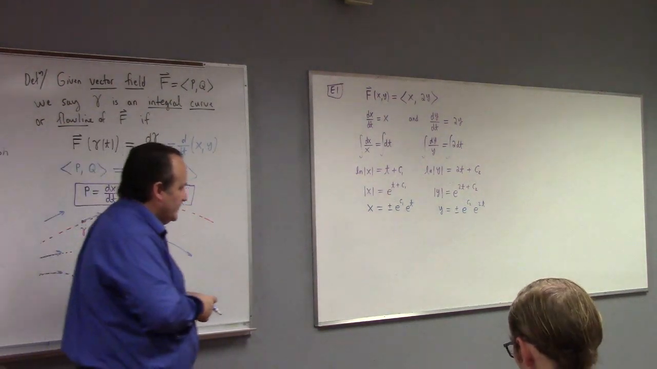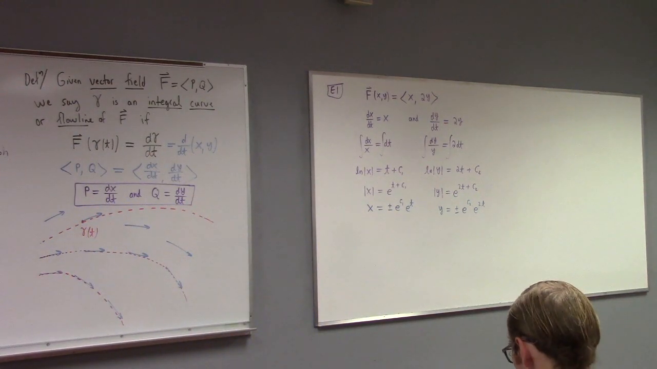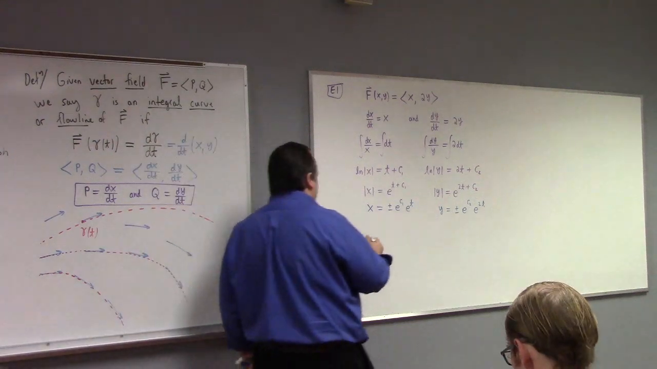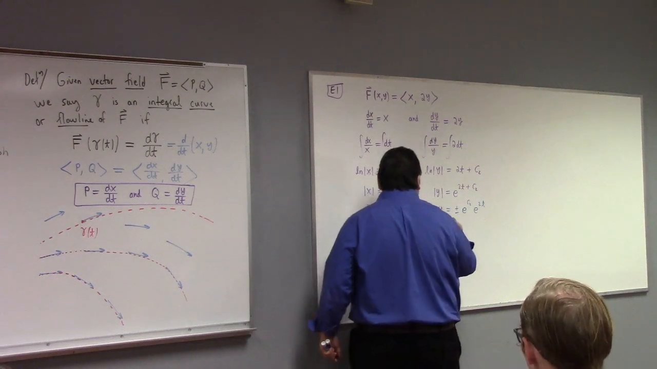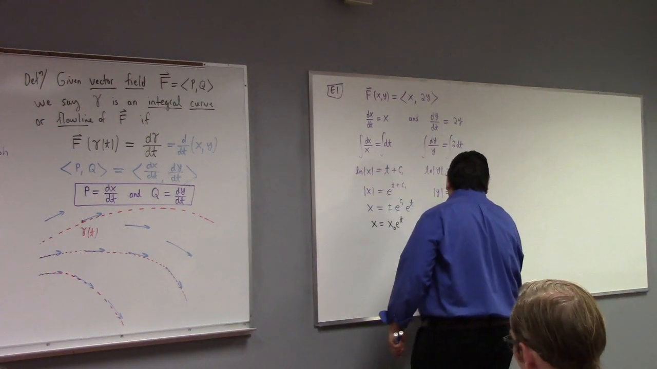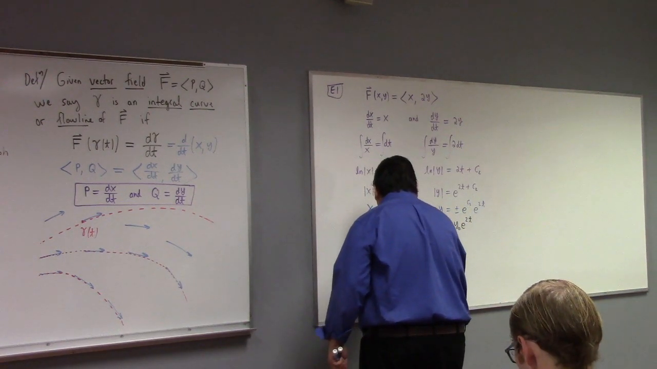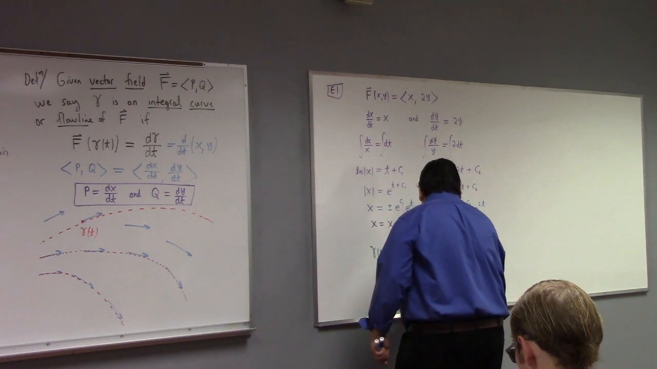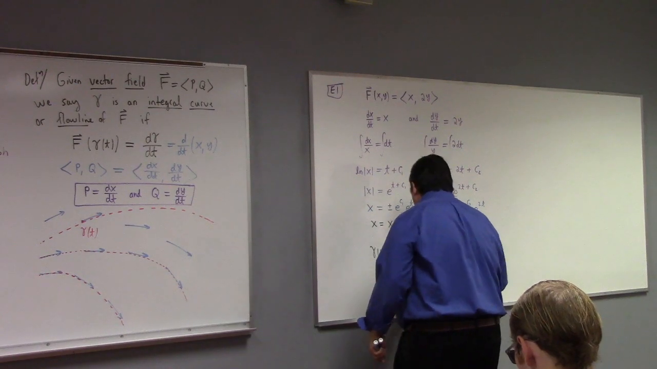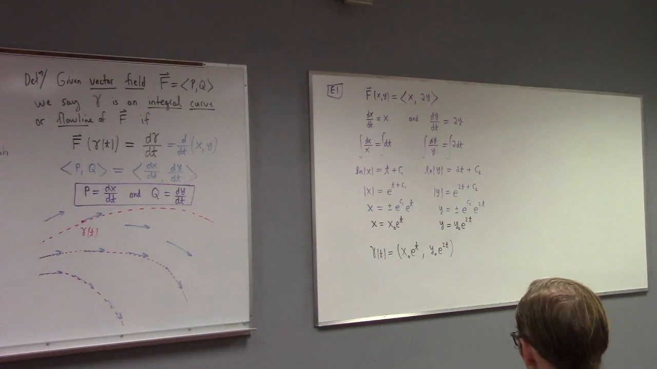But I might as well just relabel the constant as something a little bit prettier, like x naught. So I've got x is equal to x naught e to the t, and y is equal to y naught e to the 2t, which gives me, altogether here, the parametric curve gamma of t is x naught e to the t, and then y naught e to the 2t. There you go. That, my friends, is a parameterization of the integral curve to this vector field. And where does it go?